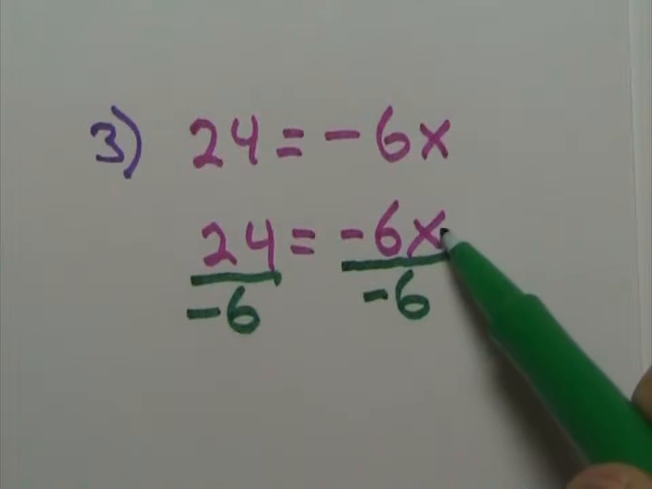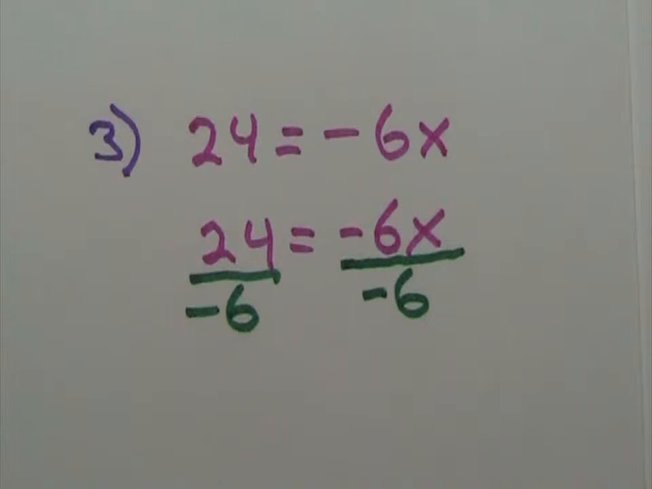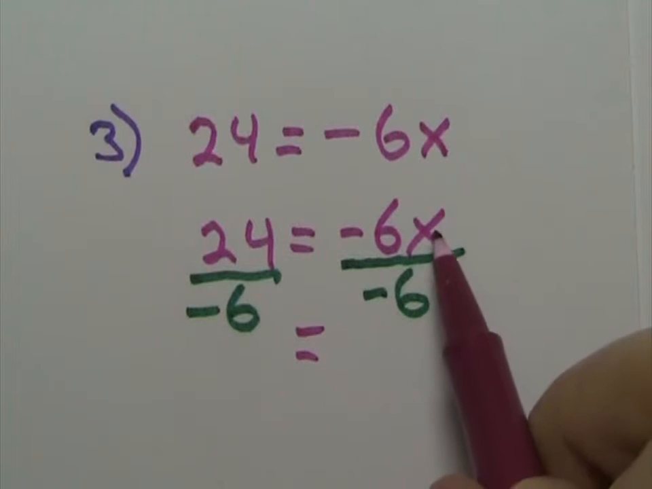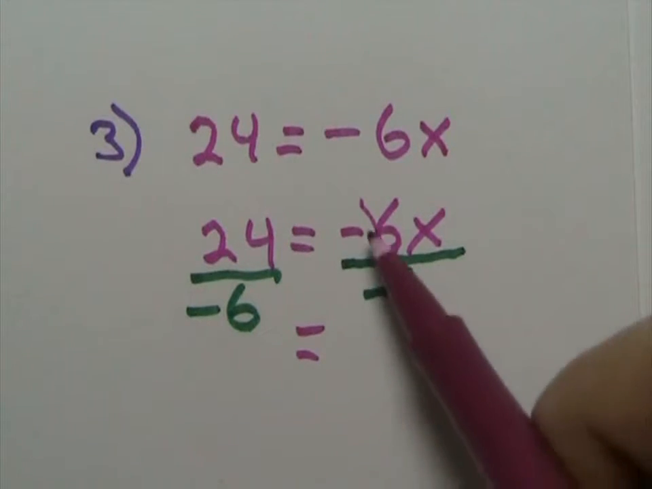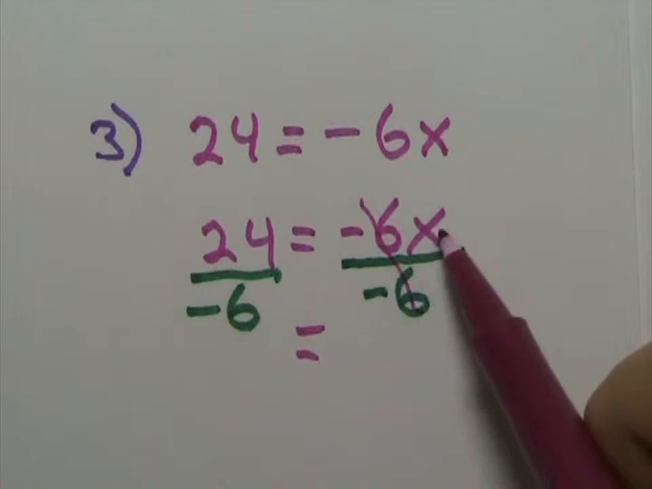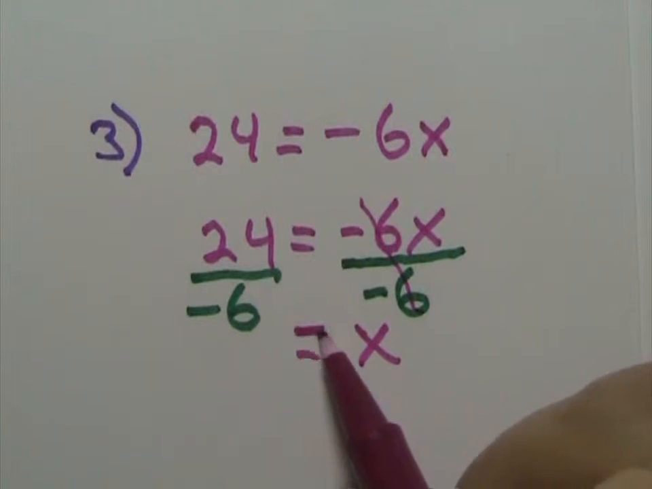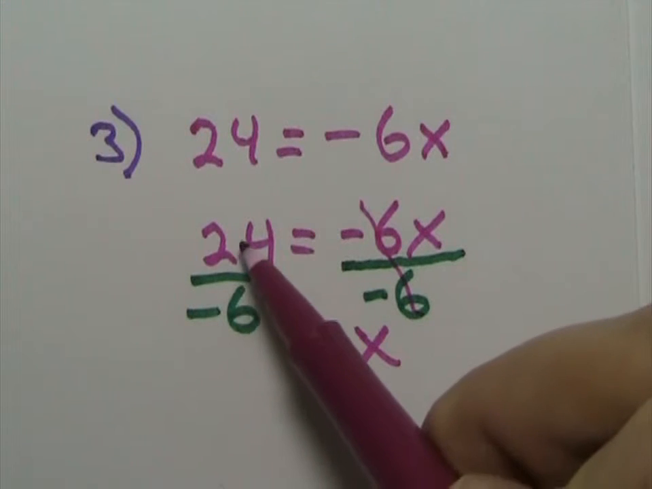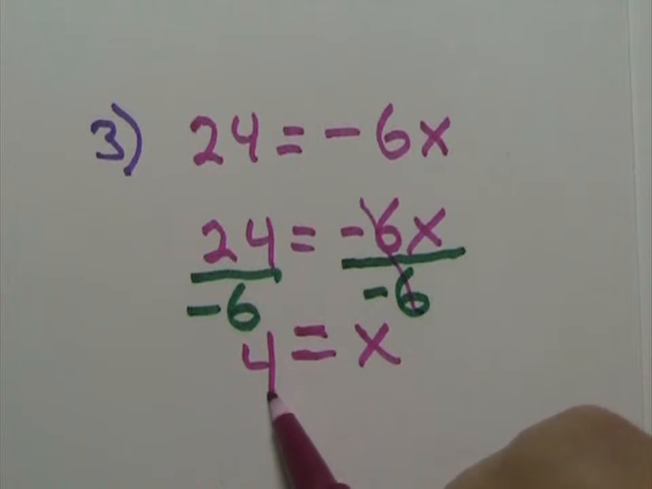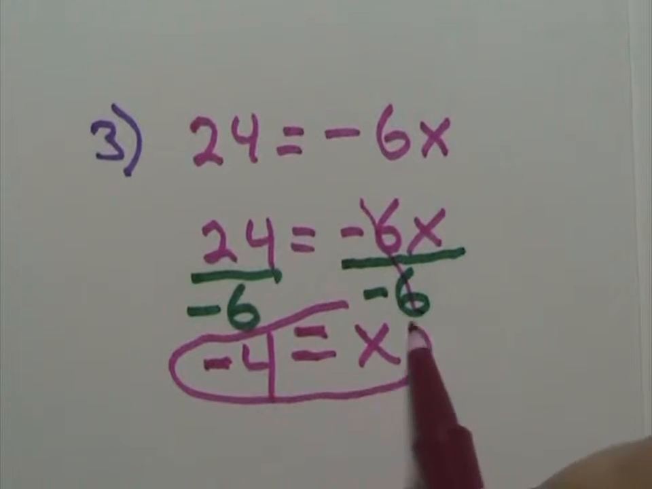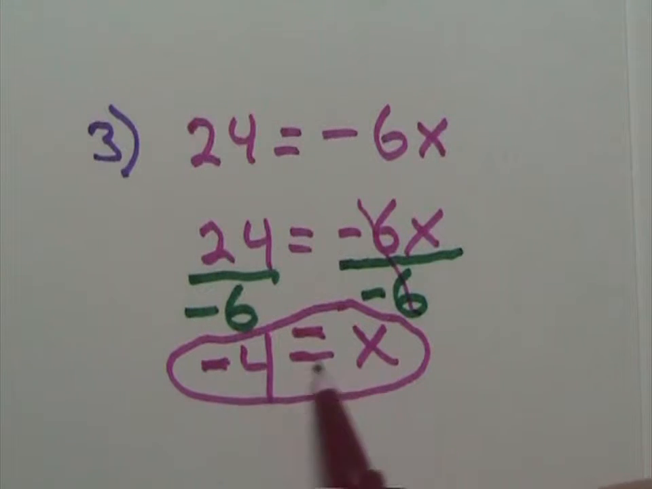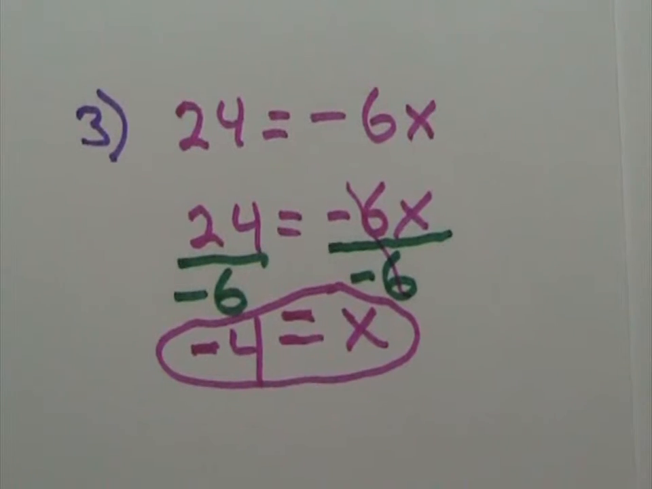Remember, the goal is to get the variable alone. So if I do that, this cancels out. The -6 divided by -6 is 1. 1 times x is x. On the other side, 6 goes into 24 4 times, and there's one negative. So it's negative. And it doesn't matter if the x is on the right or the left. It doesn't matter.